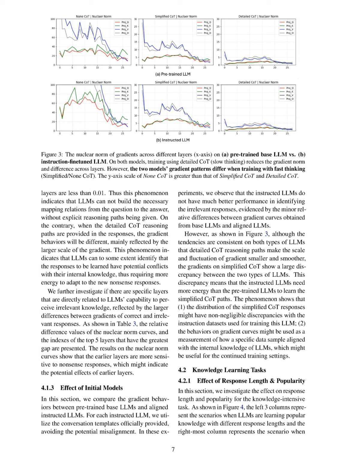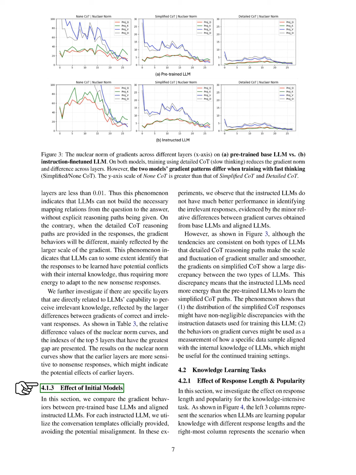Section Summary. In this section, we explore how large language models, LLMs, learn from knowledge-intensive tasks, particularly focusing on the impact of reasoning paths, chain of thought, COT, on their gradient behaviors when processing correct versus irrelevant responses. Our findings indicate that providing detailed COT paths enhances LLM's ability to discern and adapt to conflicting information, leading to more stable training compared to scenarios without explicit reasoning guidance.